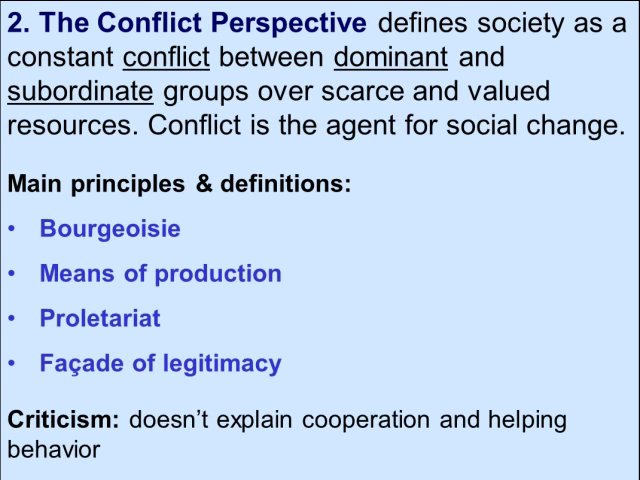Next is the conflict perspective. This perspective is completely opposite. If functionalism tries to give us a positive view of society, conflict theories portray society as a constant arena of struggle between the dominant and subordinate groups. They do, however, state that conflict is the agent of social change and the source of progress. Conflicts get resolved and we as a society move on. For example, we no longer have slavery, indentured servitude, or institutional racism and sexism.